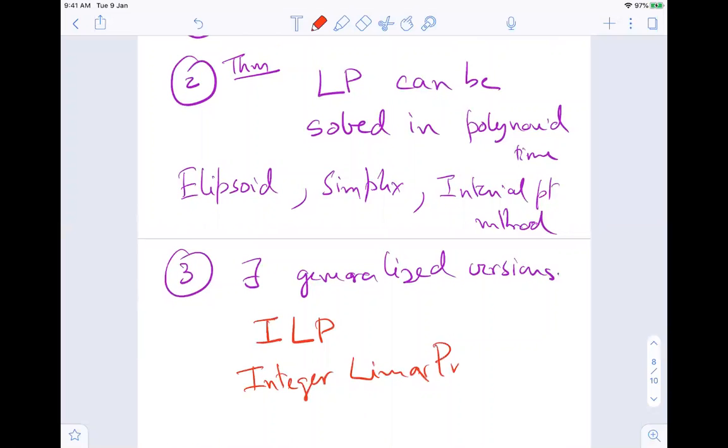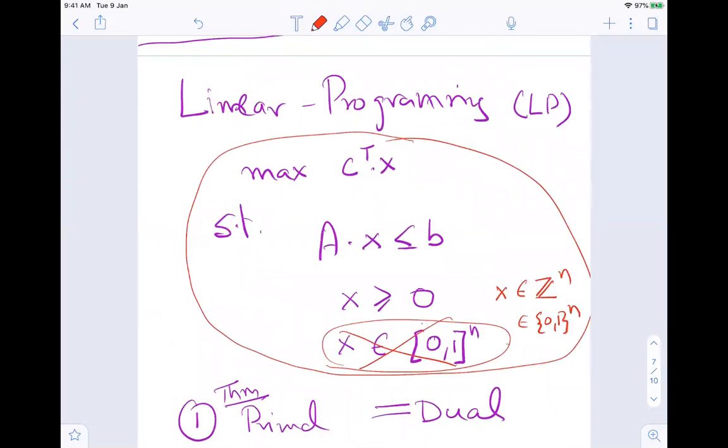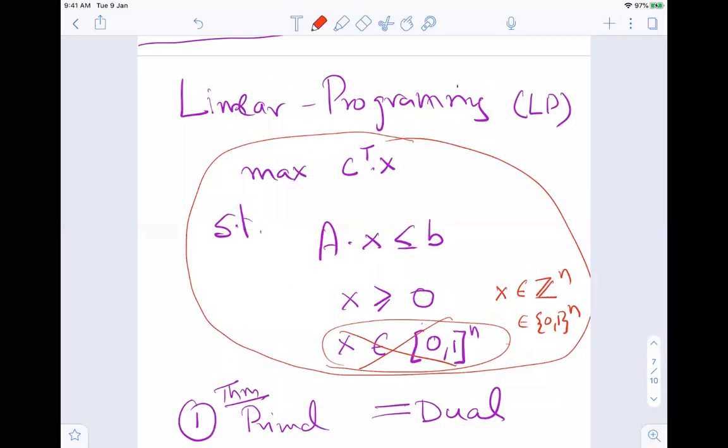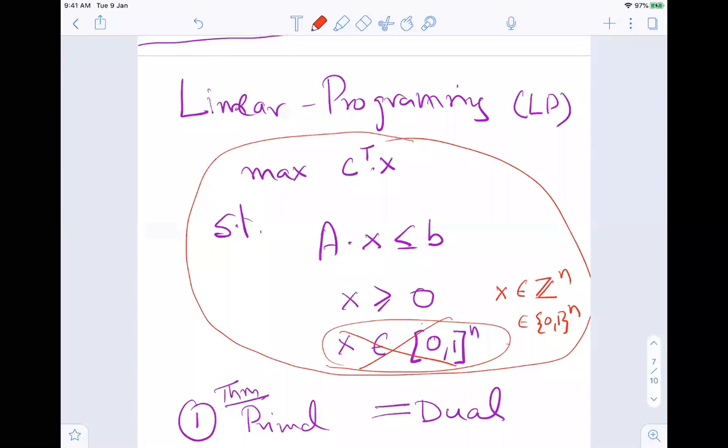Now, integer linear programming has a big problem and a big advantage. The advantage is that, first of all, almost any problem that you can think of, there are a lot of problems that are not in that, but many problems that will come to your mind can be written in this form. So this is a very general thing.